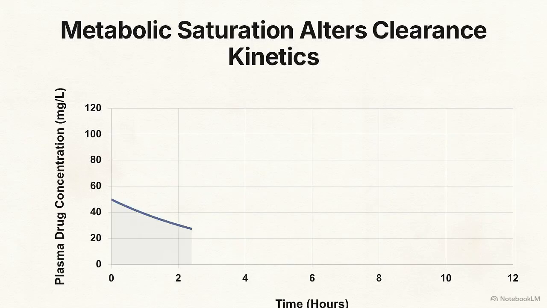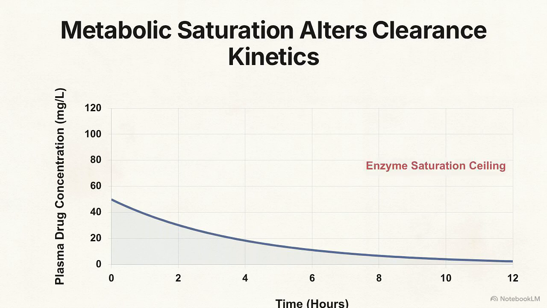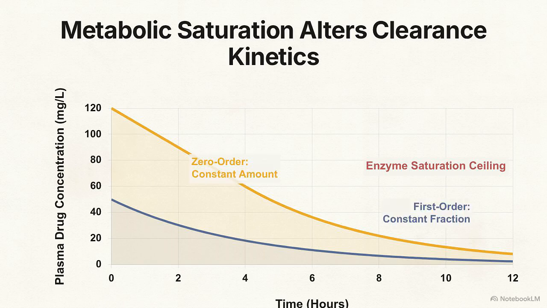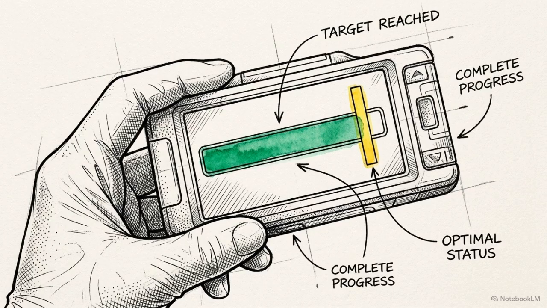This graph plots time against plasma drug concentration, illustrating first-order kinetics with a constant half-life. But the liver has limited enzymes, creating a hard limit. When concentration exceeds the ceiling, the system shifts to zero-order kinetics. A constant amount is eliminated over time, making the half-life variable. This changes how we calculate interventions.